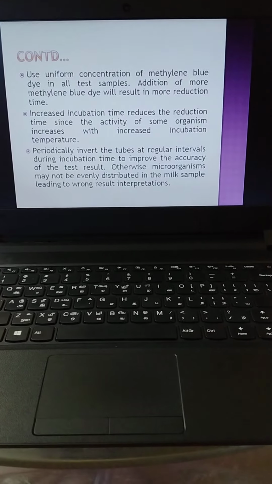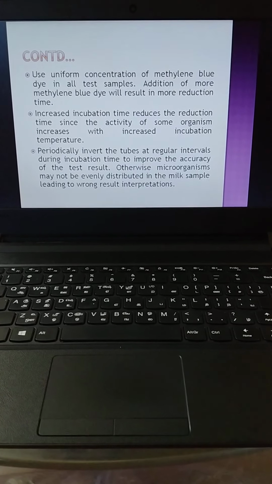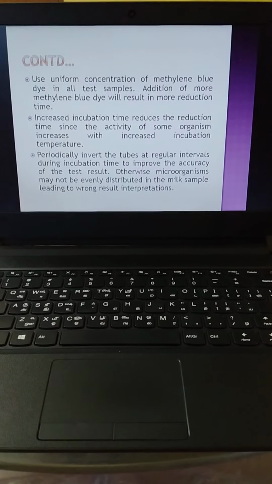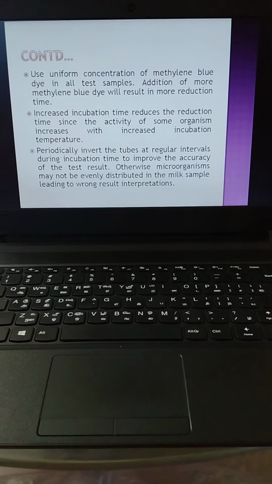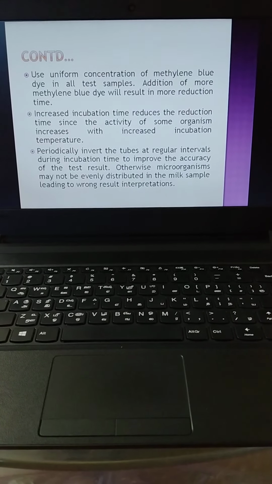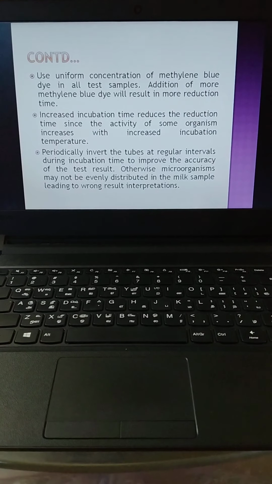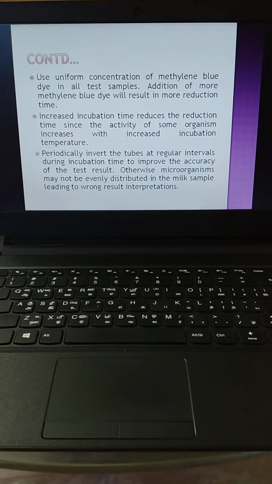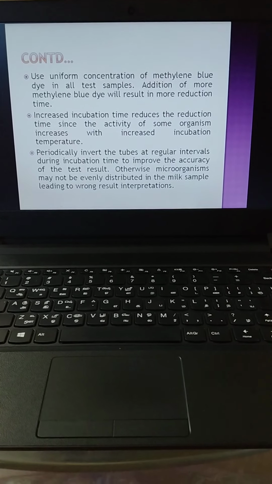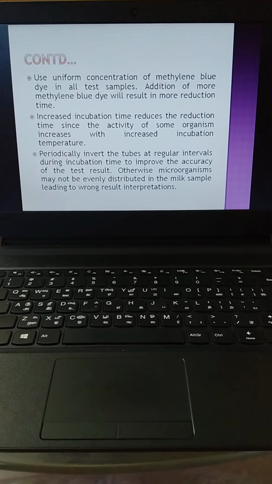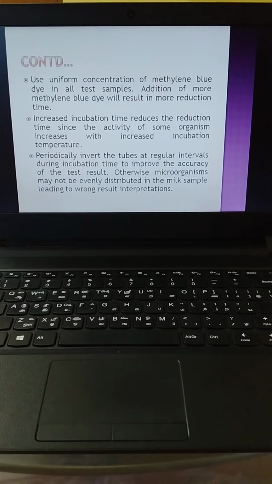We'll have to use a uniform concentration of the methylene blue dye in all the milk samples. If you are going to add more dye to one sample and less to another, then there will be a change in the reduction time. Increased incubation time also will start reducing the time, since the activity of some microorganisms will be increasing with increased incubation temperature.